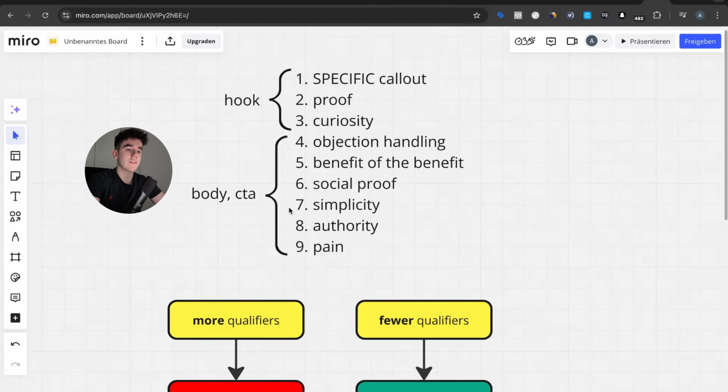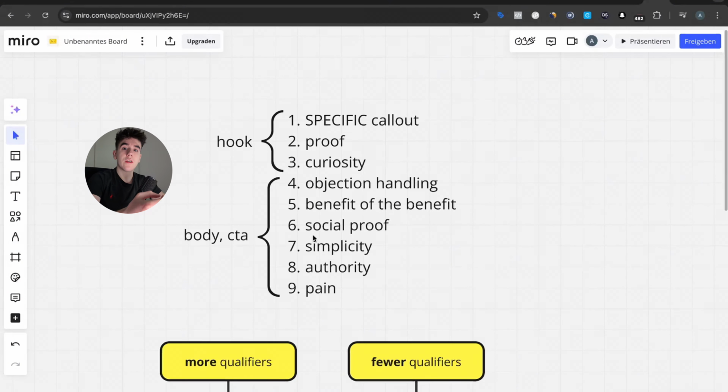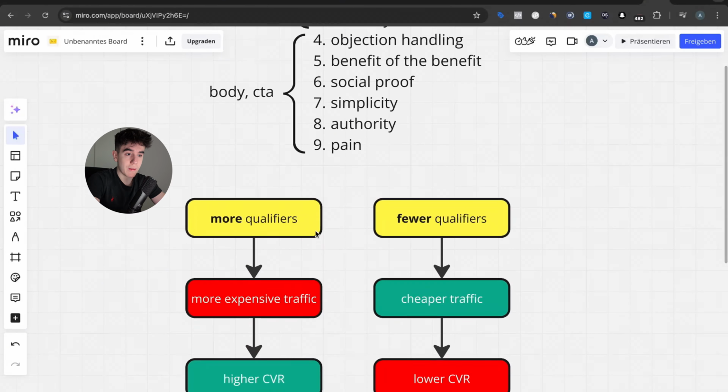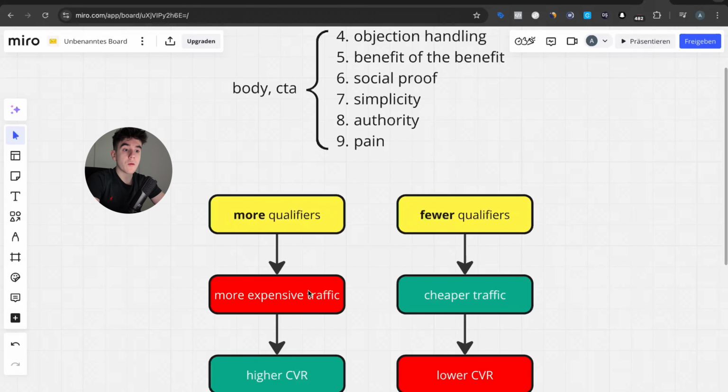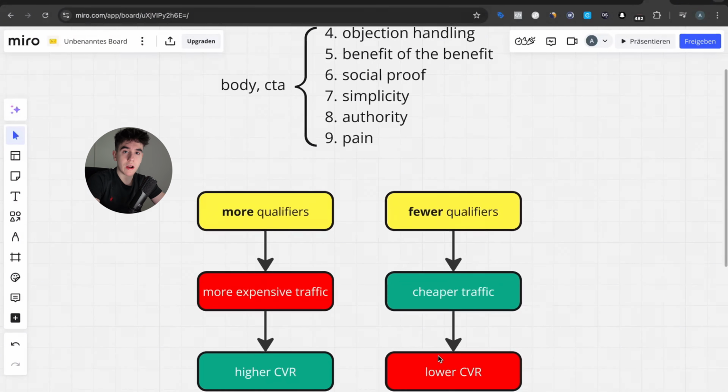And before I get into these, I want to say a couple things about it. Now, these are all qualifiers, which means the more of these you have in there, the more qualified or warmed up the people that come to your store are going to be. Therefore, the higher the conversion rate. These people are worth more, and Facebook is not stupid. Facebook knows that, which means the more qualifiers you have, the more expensive your traffic is, but also the higher the conversion rate is. If you have fewer of these qualifiers, then you get cheaper traffic, but also lower conversion rates on your ad specifically.